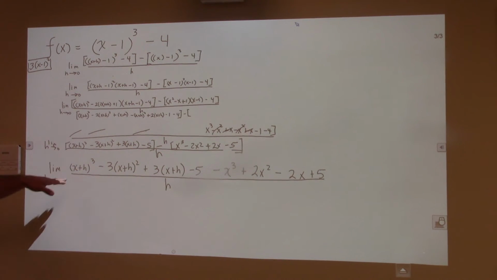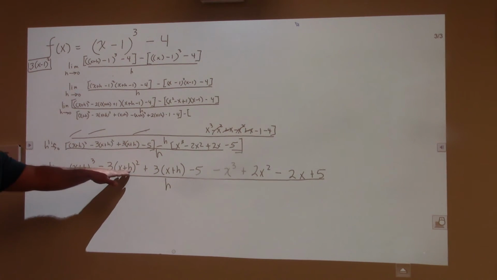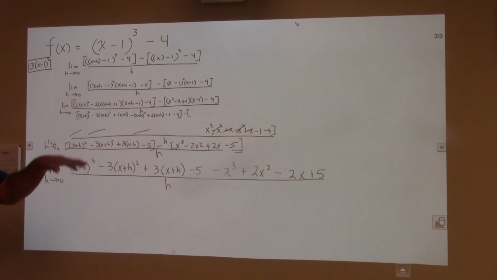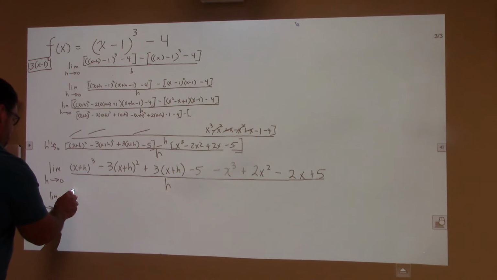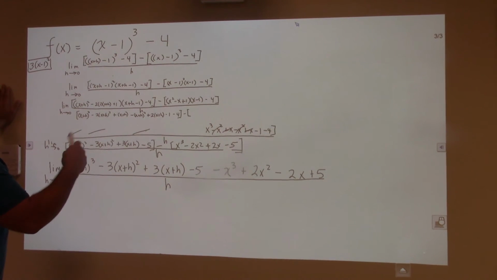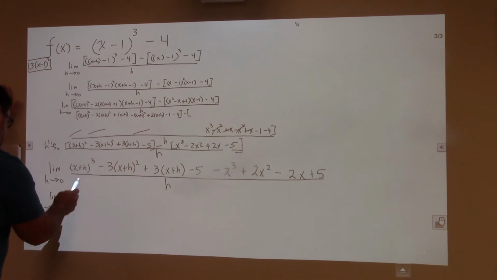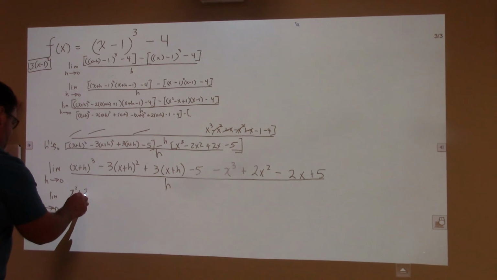Now we've got to do this and distribute that out. So limit as h approaches 0 of x, I wish I had copied that down before when we did this. That's all right. X squared plus 2xh.